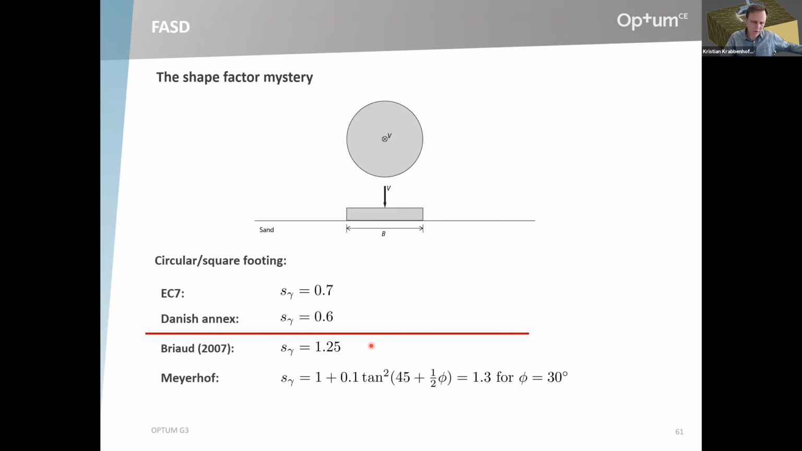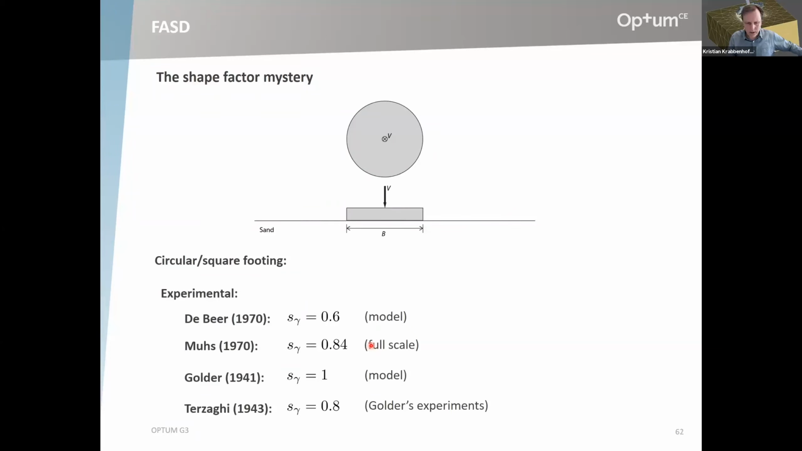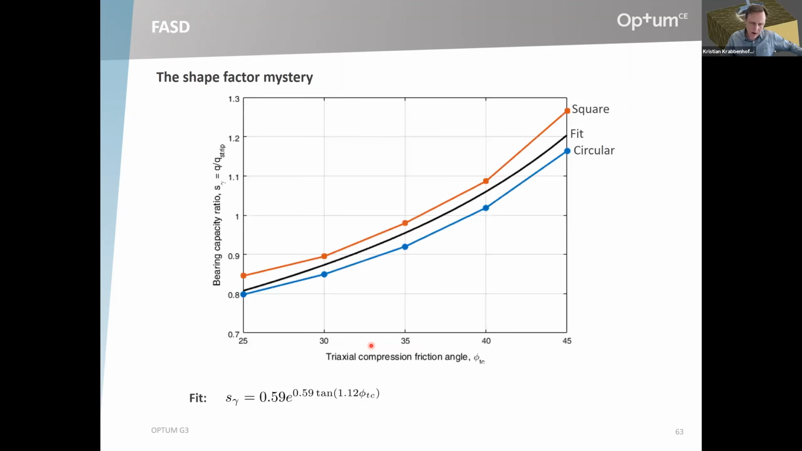So it's consistent, I think, with these equations and also with the experiments. In that experiment, the strip and the circle and the squares do tend to have somewhat less capacity for smaller friction angles than the strip. So I think that's, to me at least, the mystery resolved, and that brings me to the end.